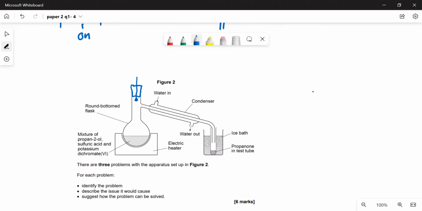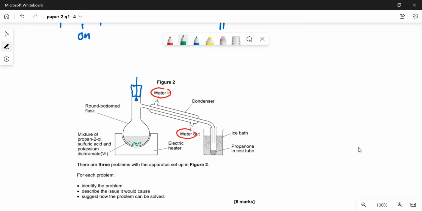So that's one mistake. The second mistake is the water in and the water out. The water should go into the bottom one and out of the top one, so the whole jacket fills up with water. And then the third one is a little bit less obvious, and I had to have a little peek at the mark scheme, I confess, to see what they're really looking for, and it's just anti-bumping granules.